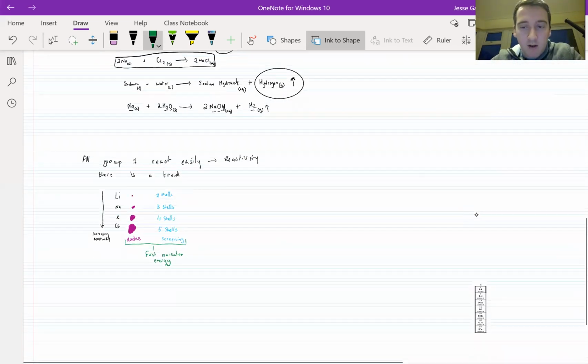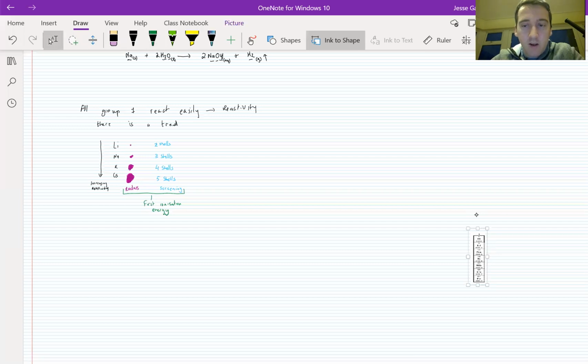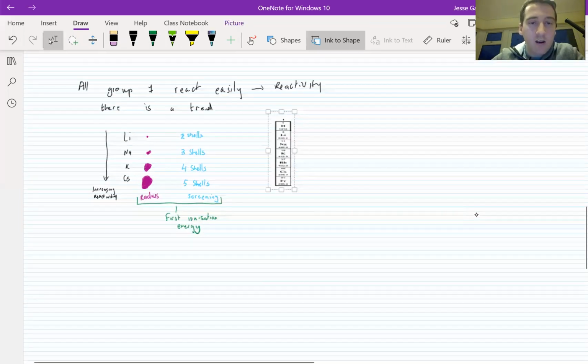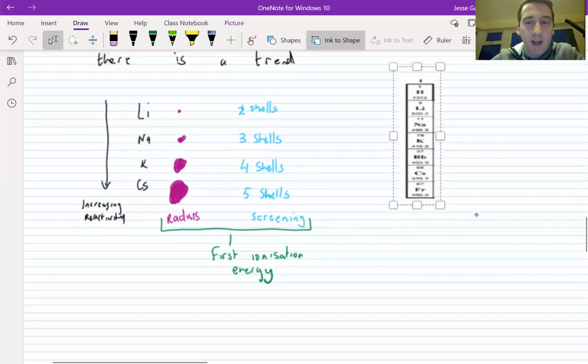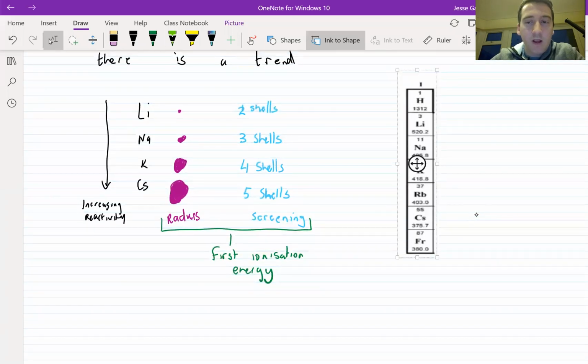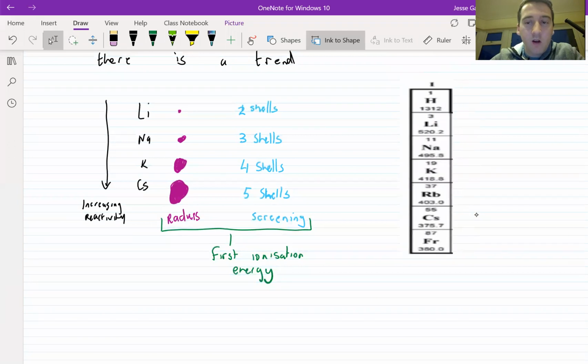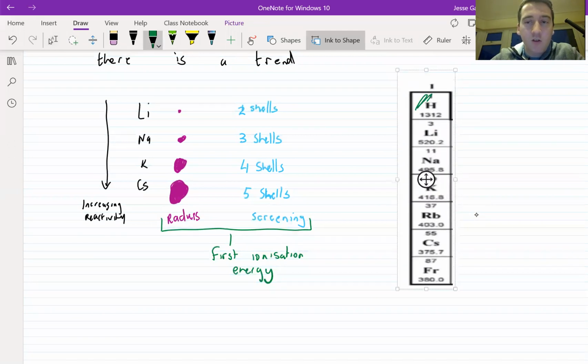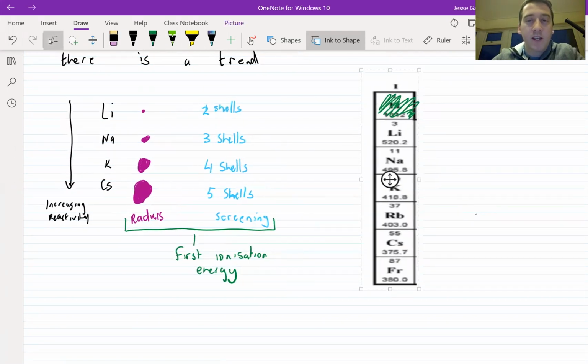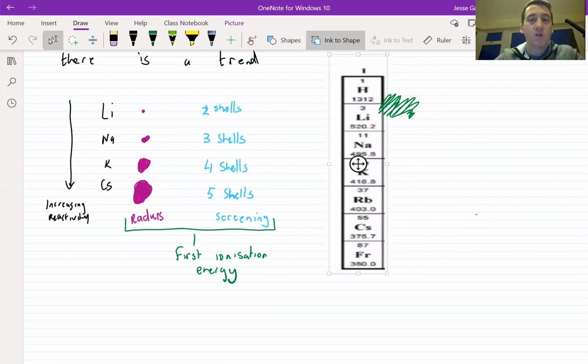Obviously, that means when we move down the group, because of the first ionization energy, let's get the table. Here it is. Let's look at the first ionization energies again as we move down the group. We're going to scribble out hydrogen because it doesn't belong here. Lithium has a first ionization energy which is the highest out of all the ones in the group. That means it's the hardest to remove an electron compared to all of the others. That means it's going to be less reactive, so it doesn't react as easily as the others.